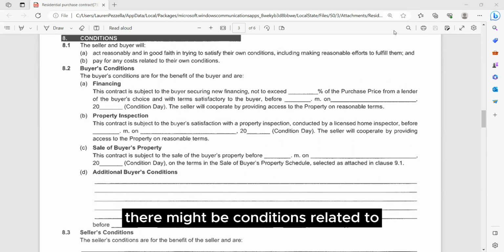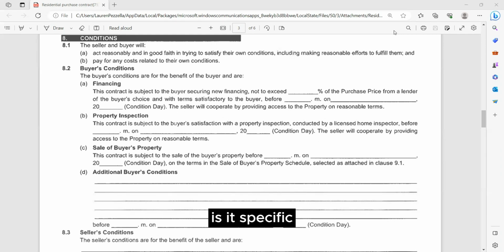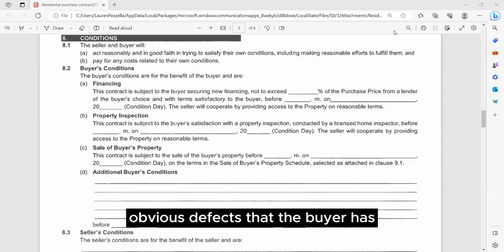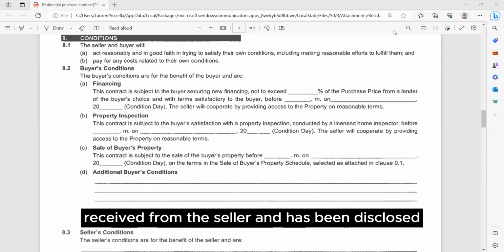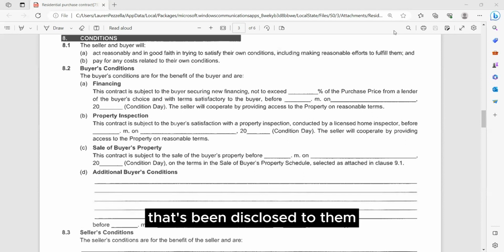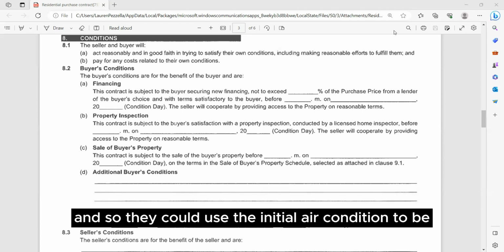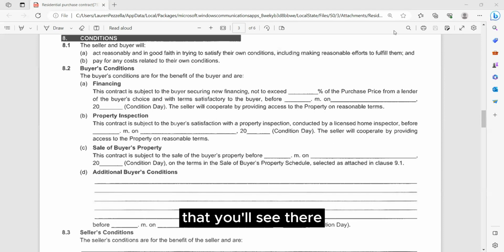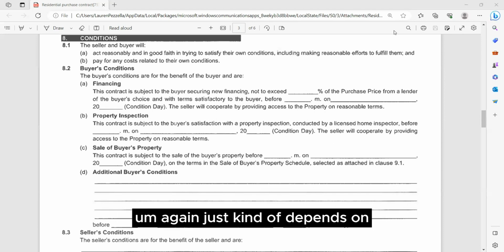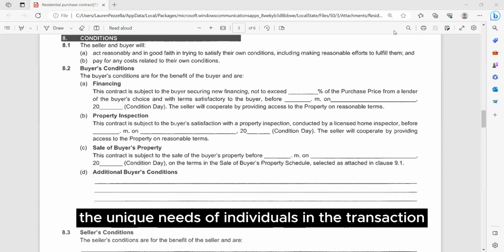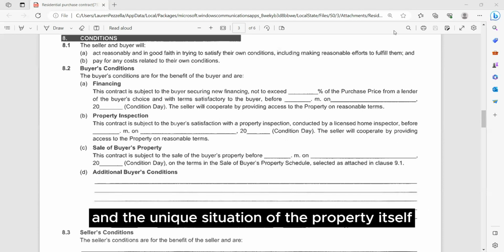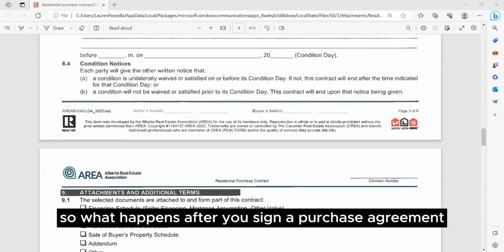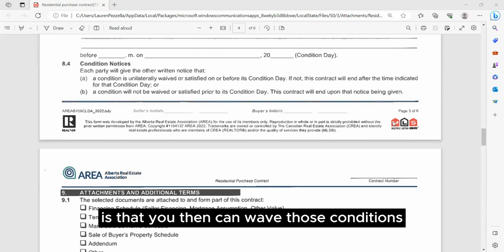There might be conditions related to specific, obvious defects that have been disclosed to the buyer by the seller, such as, hi, this window was broken. So there could easily be a buyer condition like, the seller shall repair this window by this date. Those are all common ones that you'll see. Again, it depends on the unique needs of the individuals in the transaction and the unique situation of the property itself. So what happens after you sign a purchase agreement is that you then can waive those conditions.